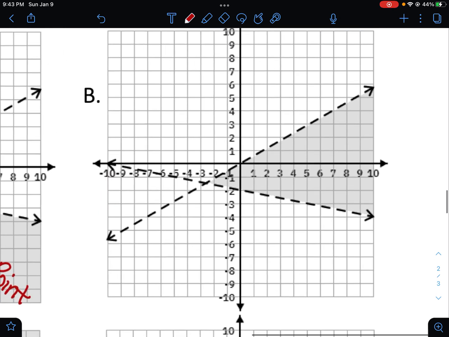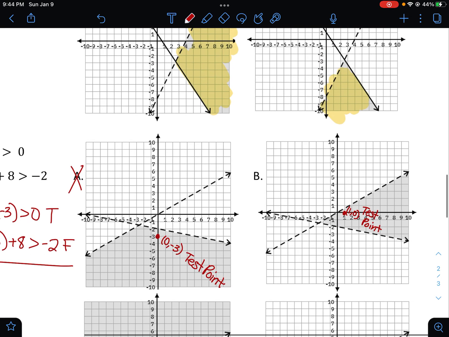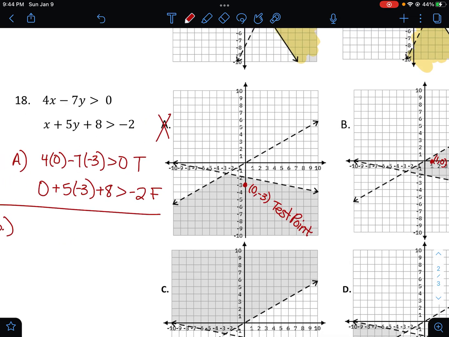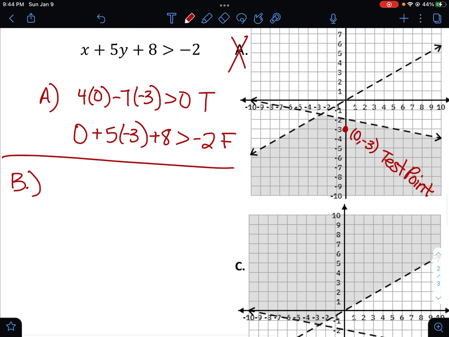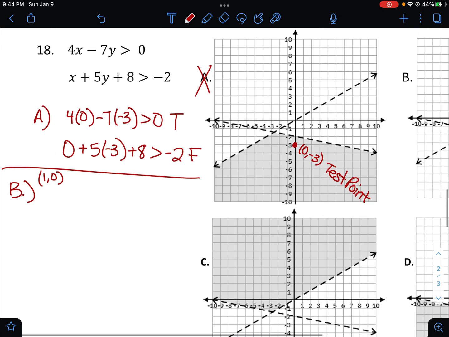Okay, pick a test point. It can be any number. I'm just going to start right here at 1, 0 for my test point. I try to pick numbers that are easy to multiply by. Okay, nothing too complicated. So 1, 0. So I'm going to write that here so I don't forget it. Okay, so the first equation, we have 4 times 1 minus 7 times 0 is greater than 0.